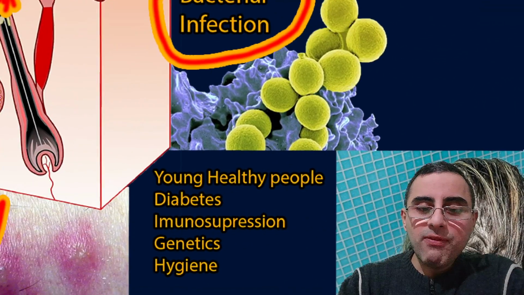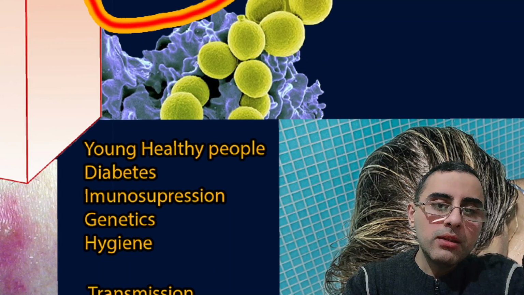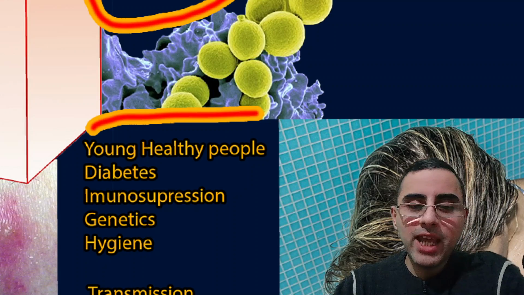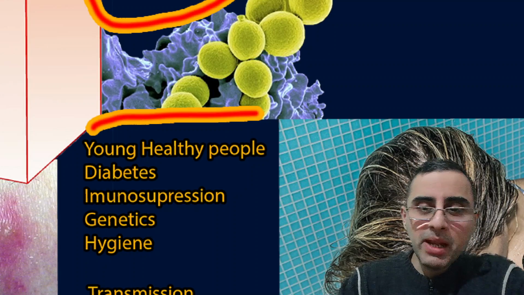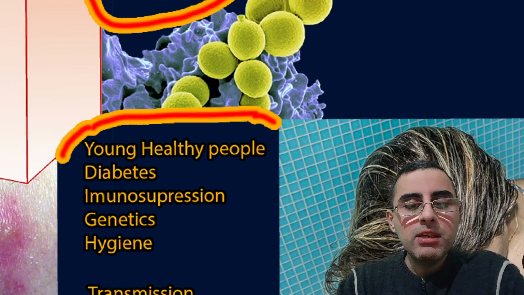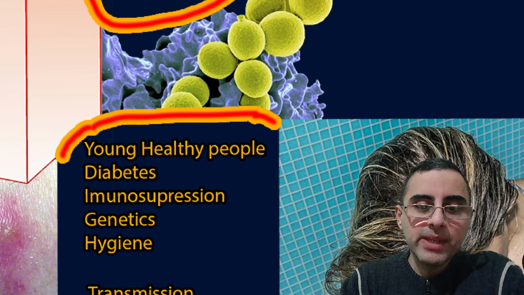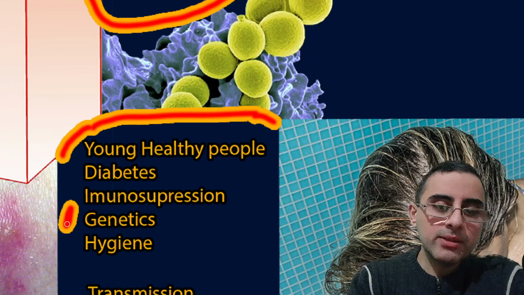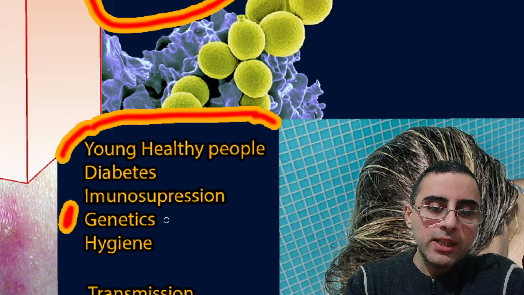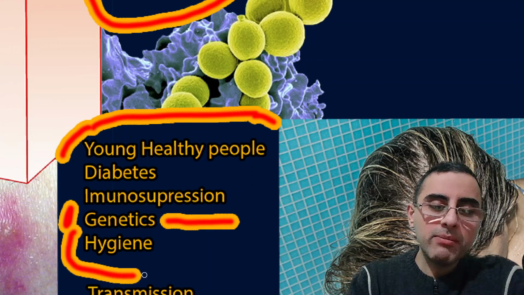What are the risk factors for folliculitis? Usually there are no important risk factors because it affects generally healthy young people, but it's common also in people with diabetes, and immunosuppressed people who take immunosuppression therapy. Genetics is important. If parents have folliculitis, children tend to have folliculitis also, and hygiene is also important.